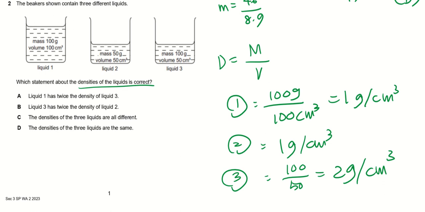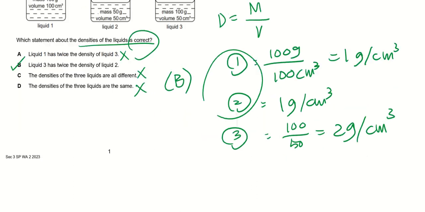So let's look for the correct option. They want us to choose the correct option. Liquid 1 has twice the density of liquid 3? No. Liquid 3 has twice the density of liquid 1. This is true, but let's check the other options. Densities of the 3 liquids are all different? Not true, 1 and 2 are the same. They are the same, so that's not true. So answer is B.